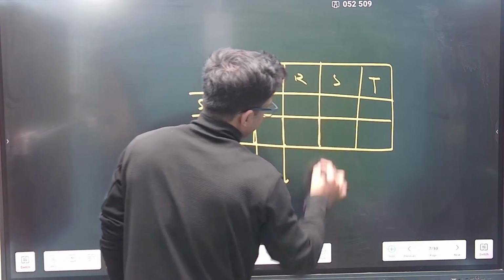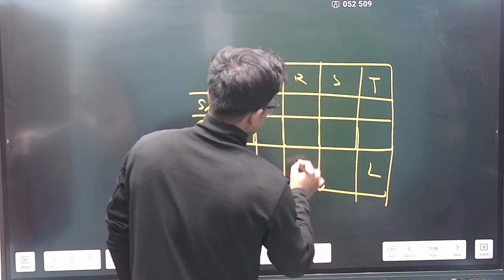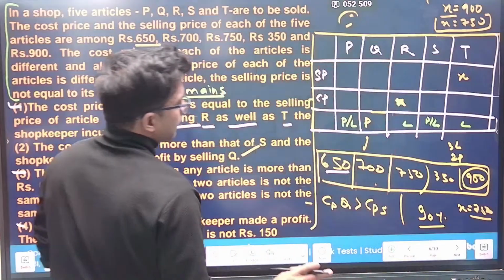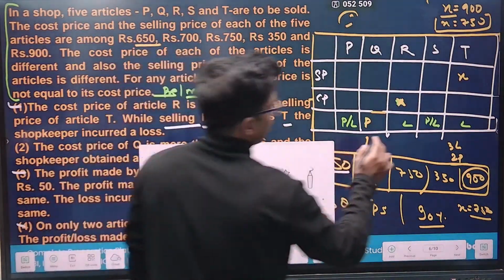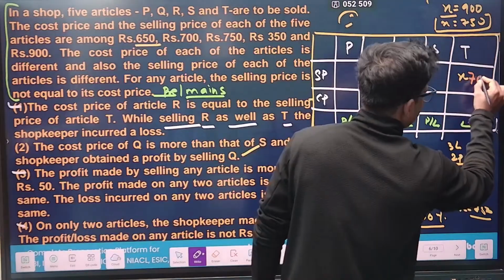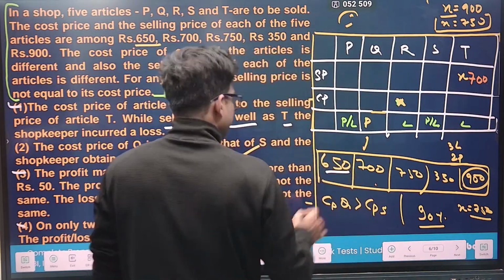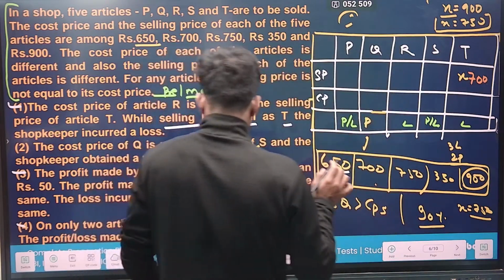This would be either my profit or loss. This is my loss, this is my loss, this is my profit, okay. Now see, in the first case, I am taking this value as 700. Possible, na? If I take this as 700, I can take this also 700 because they both are equal. I am just taking it.